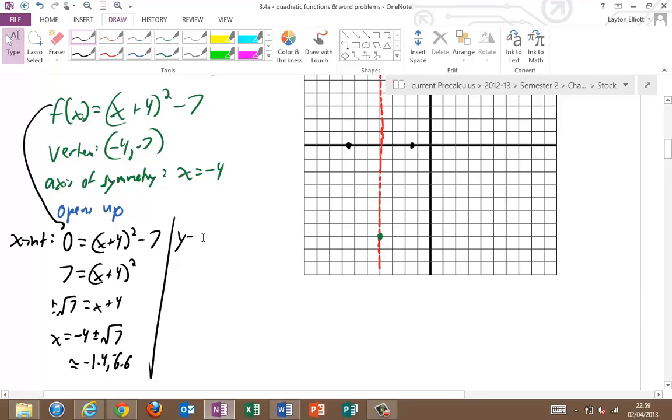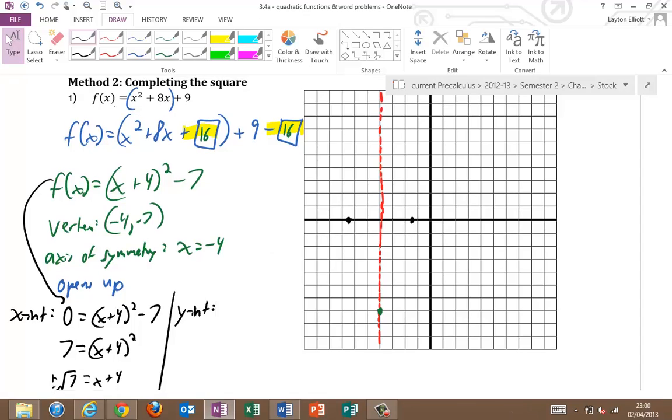Then we're going to find the y-intercepts, which are very easy if we look at the original function way up here. If I pull from there and I plug 0 in for x, I get 9 for y.